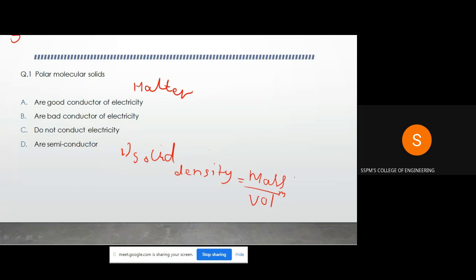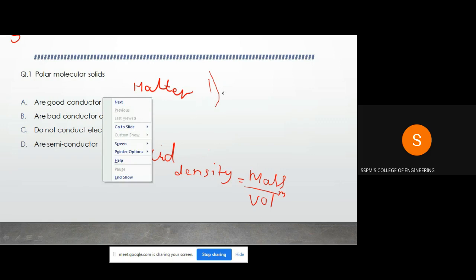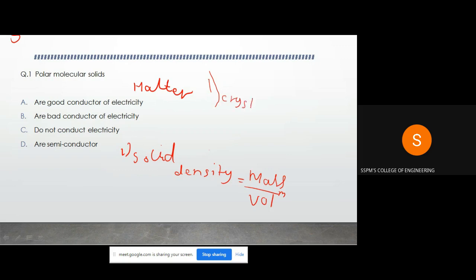There are two types of solid. First is crystalline solid, and second is amorphous solid. Okay. In crystalline solid, what?